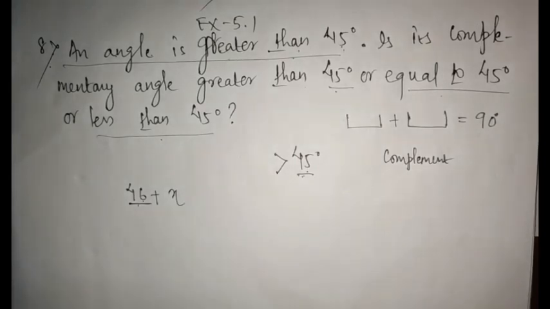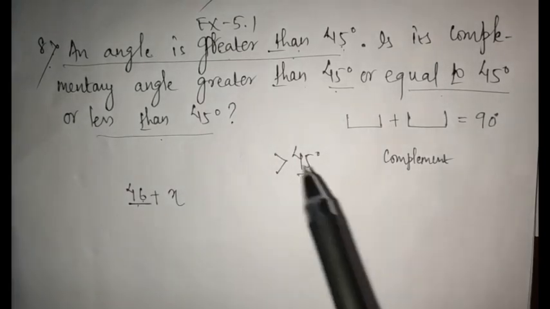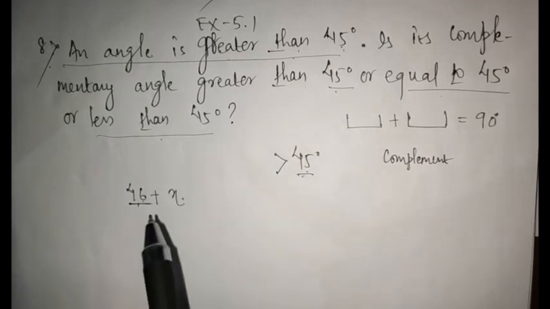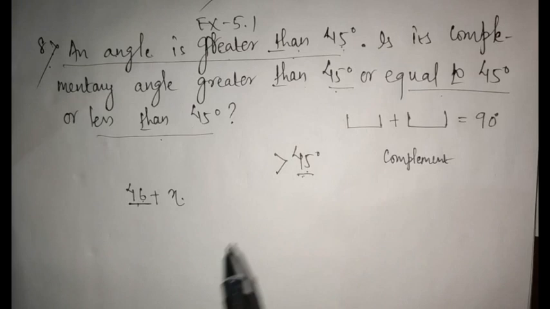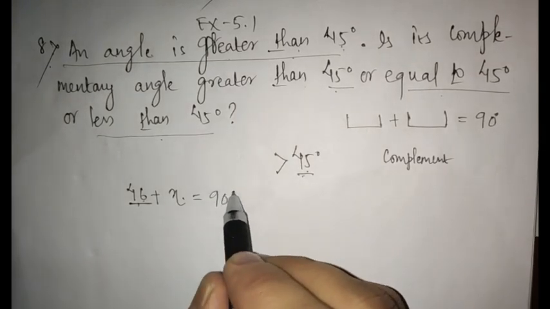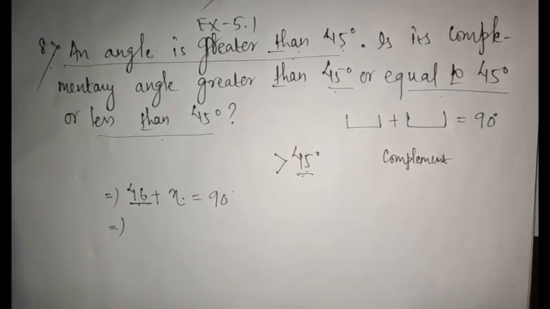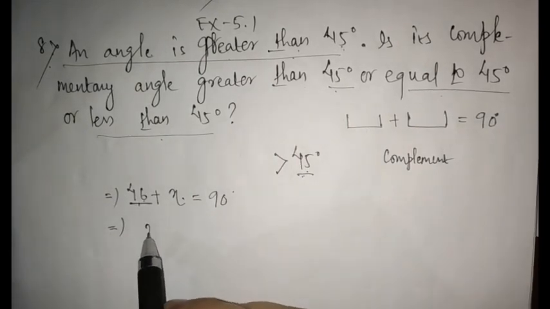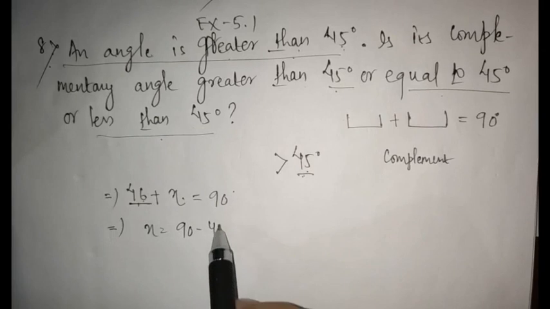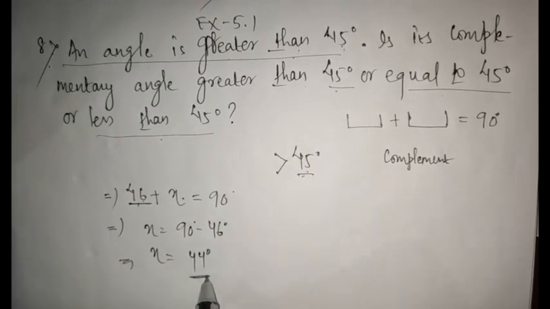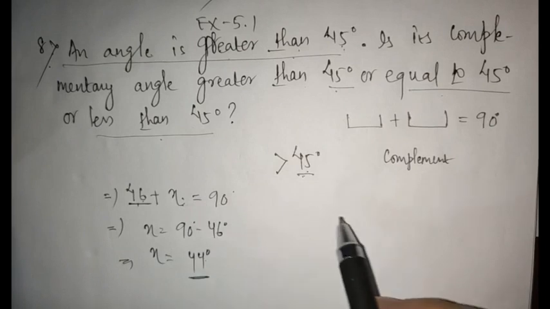We have to see whether the complement of this angle will be less than, equal to, or greater than 45 degrees. Okay, so you know that complementary angles make 90 degrees, the sum of the two angles is 90 degrees. So x is equal to 90 minus 46, right? When you subtract this, it is 44 degrees, right?